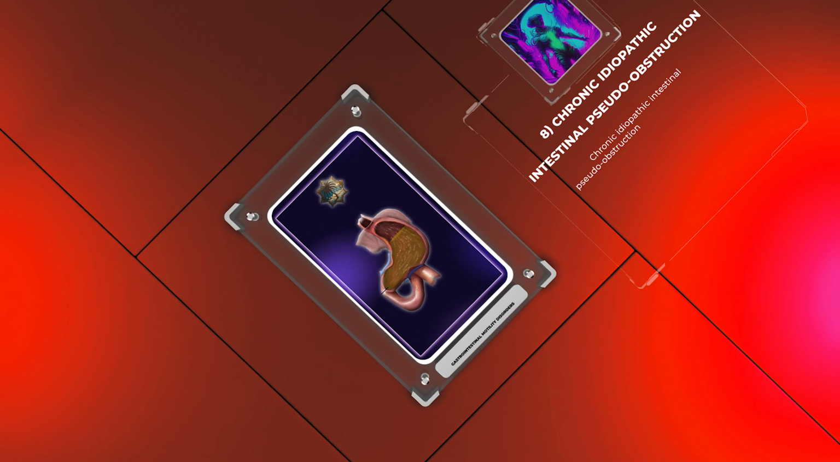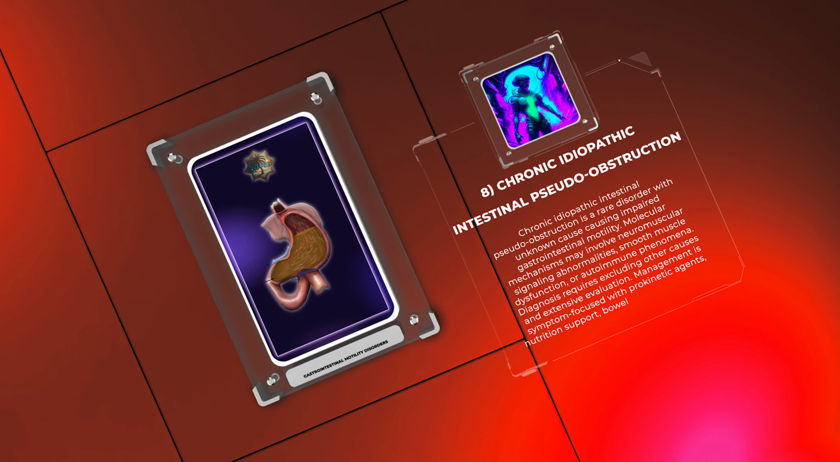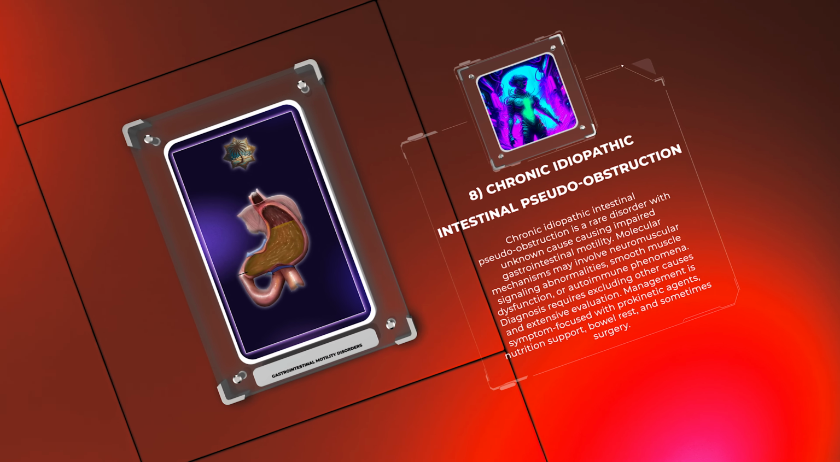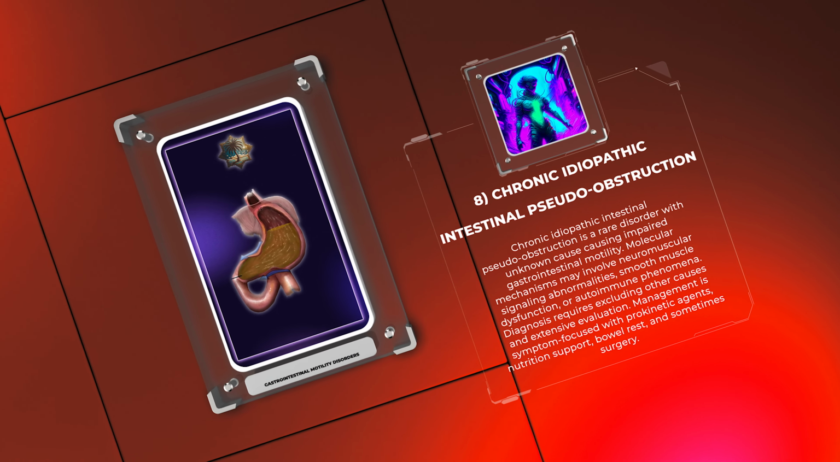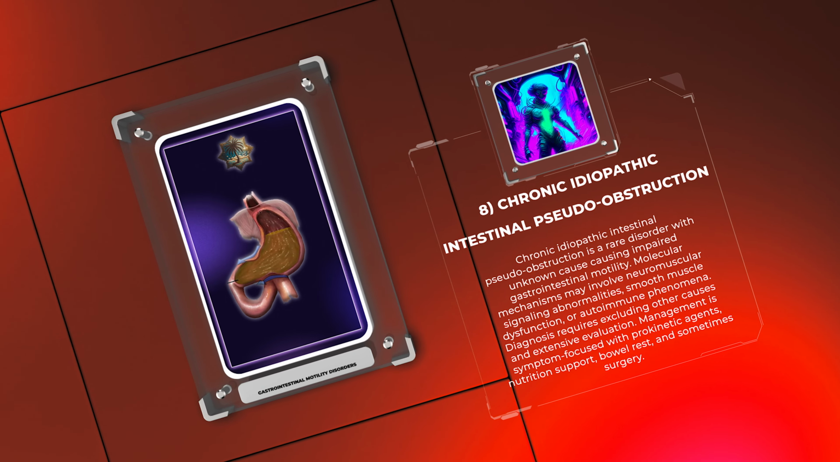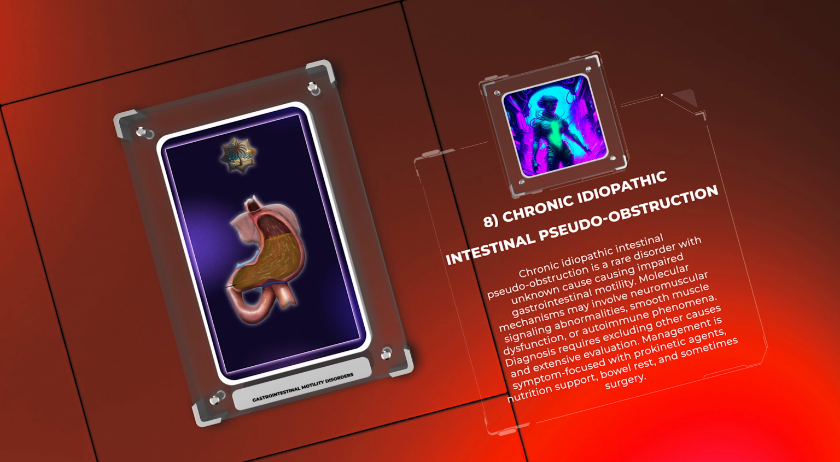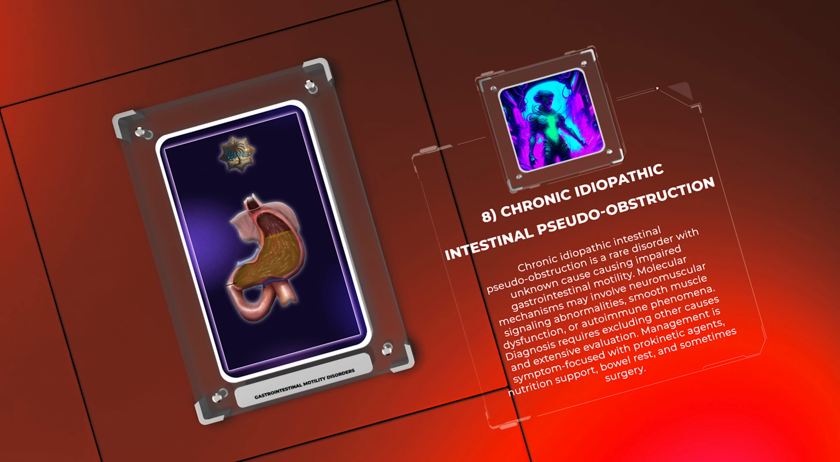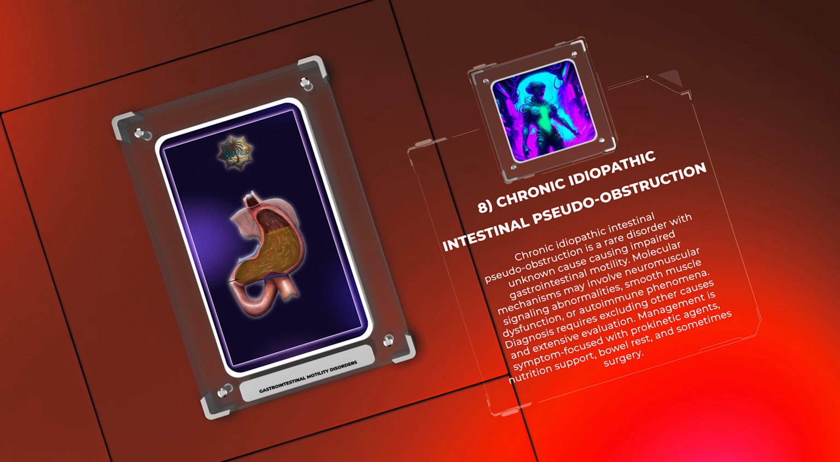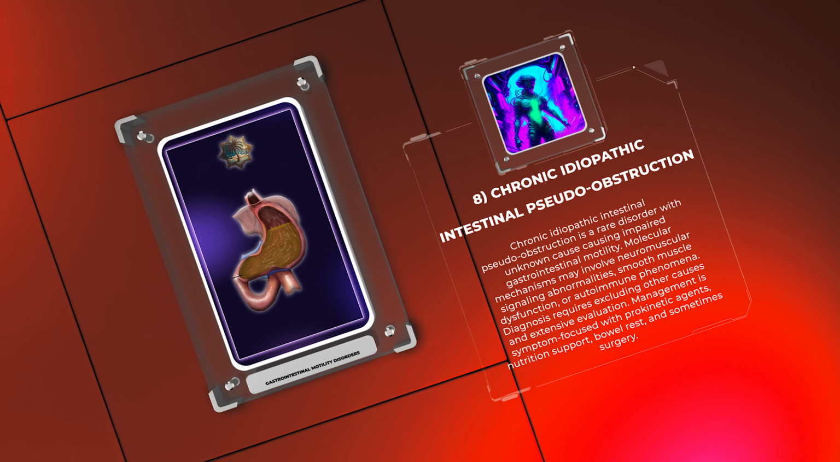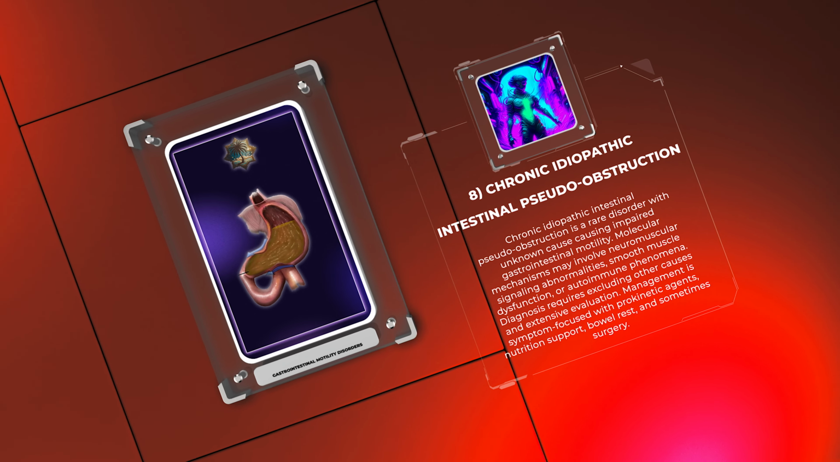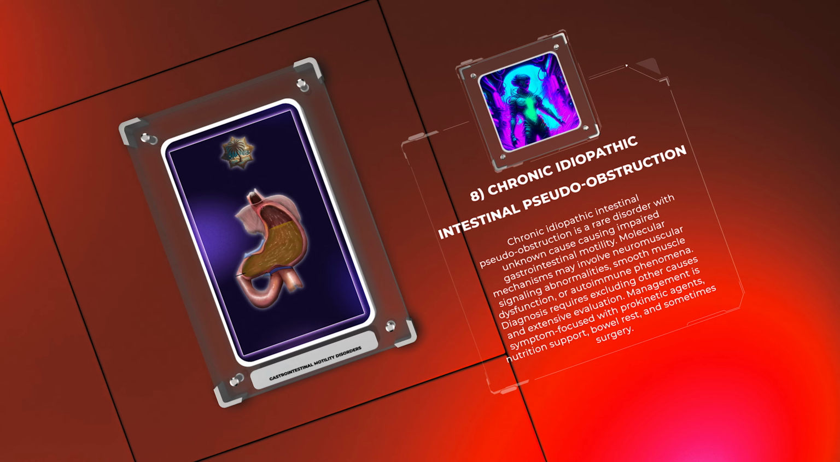Chronic idiopathic intestinal pseudo-obstruction is a rare disorder with unknown cause causing impaired gastrointestinal motility. Molecular mechanisms may involve neuromuscular signaling abnormalities, smooth muscle dysfunction, or autoimmune phenomena. Diagnosis requires excluding other causes and extensive evaluation. Management is symptom-focused with prokinetic agents, nutrition support, bowel rest, and sometimes surgery.